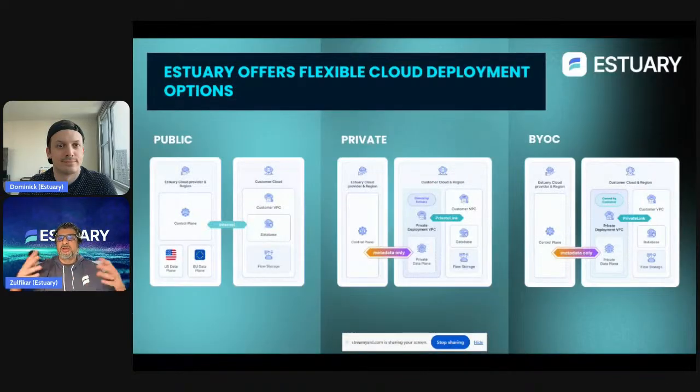Now let's take a look at the deployment options that you have within Estuary. We have three: public, private, and bring your own cloud. Public is the most common one that a lot of customers will be familiar with because of other solutions out there. This is our SaaS offering. There are two parts to this that I want to clarify: the control plane and the data plane. What's the difference between the two?